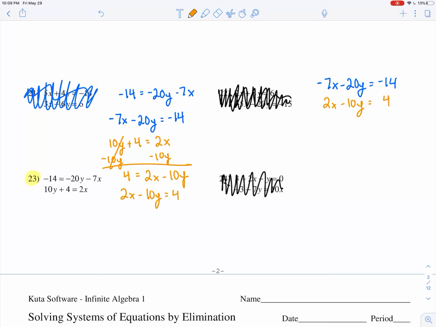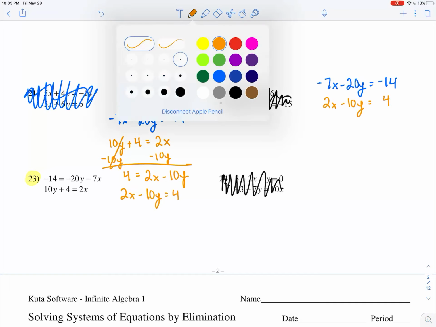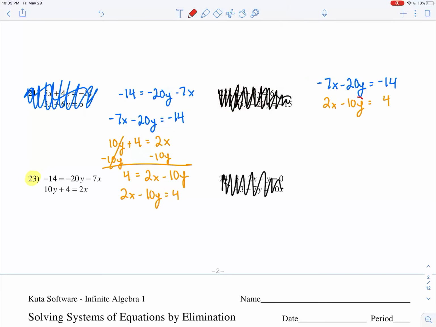Okay, so now that we have my variables lined up, my x's are lined up with x's, my y's are lined up with y's, it doesn't look like any of my coefficients are matching here for me to eliminate them. So I'm going to have to change one of them. And immediately my eye goes to this negative 10y. Can I easily change that 10 into a 20? Yes, I can. How do I do that?